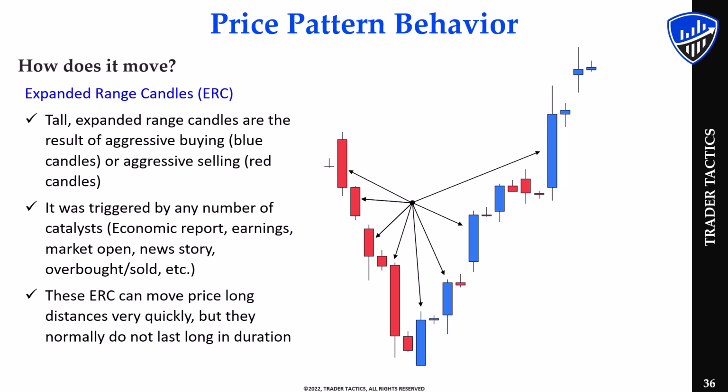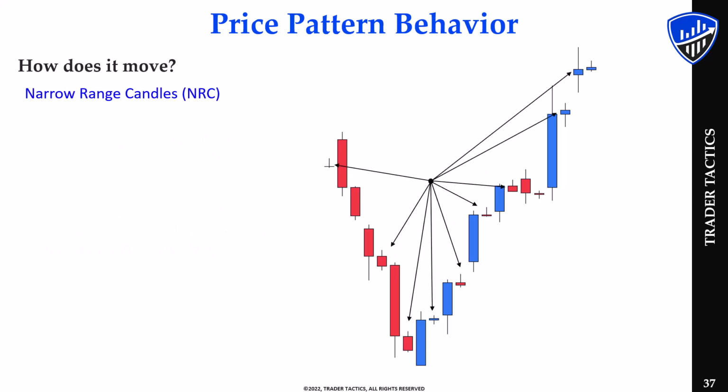The sprinter can only run at top speed for so long. And that's really what you see here. Yes, they can move very, very quickly and can go a long distance fast, but it won't be sustained. It takes a tremendous amount of buy orders or sell orders to push price higher or lower for a long period of time. It's just not realistic. So when you see these ERCs, you can really expect it to be more in short bursts before it has to rest again. And that's where the narrow range candles come into play.